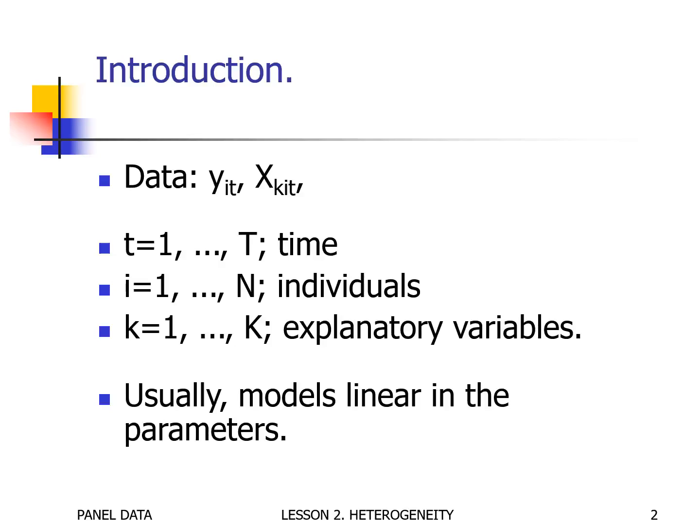t equals 1 to capital T time periods, i equals 1 to capital N individuals, and k equals 1 to capital K explanatory variables. Usually the models that we are going to deal with are linear in the parameters, and the reason is that they are easy to interpret, easy to estimate, and they take little time in computation. They are considered a first approximation to an unknown relationship, and they are typically useful in economics.